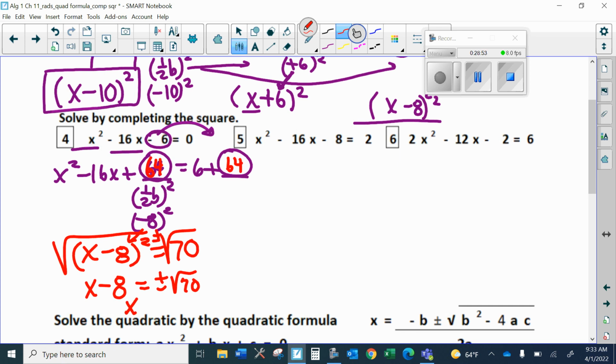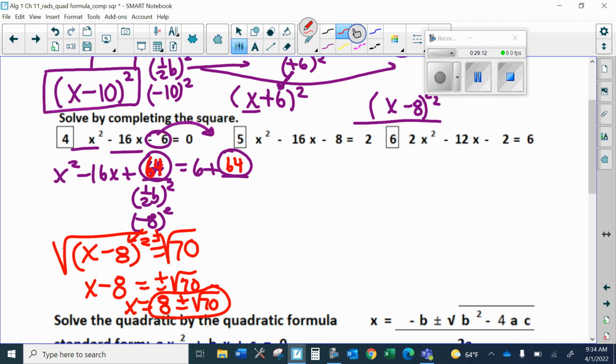So the last step is to add that 8 across. So it becomes 8 plus or minus the square root of 70. If square root of 70 is simplified, I need to do that, but it does not. So there's my 2 answers. Remember, that's 2 answers. 8 plus square root of 70 and 8 minus square root of 70. Okay, so we're going to do that.